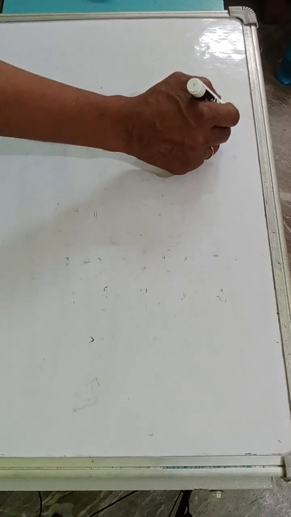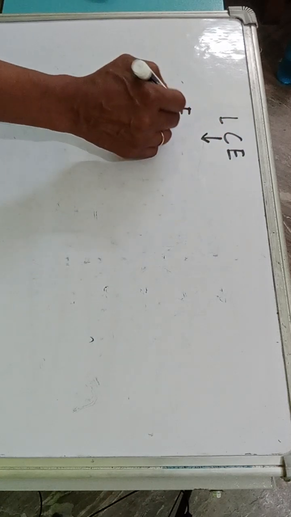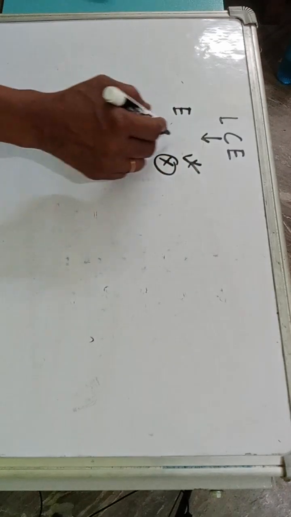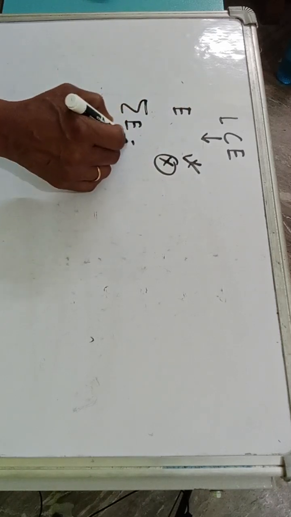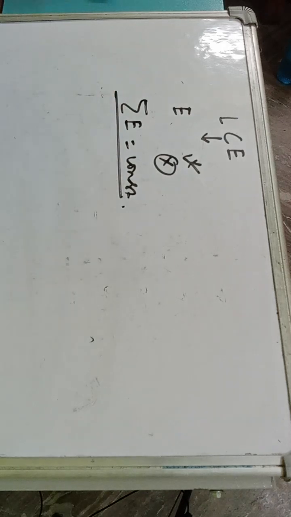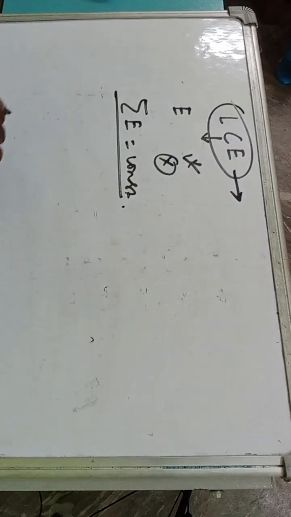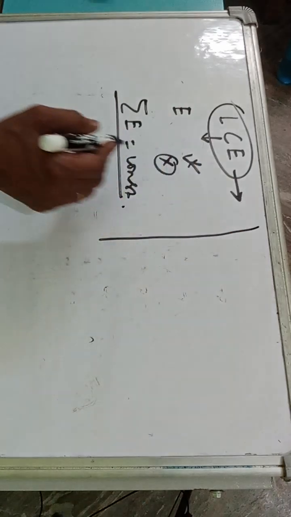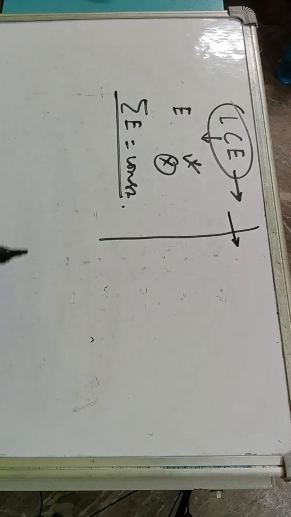Last one is the law of conservation of energy. It says energy cannot be created, cannot be destroyed. The total sum of energy in the universe is constant. Regarding energy, it will be studied in a complete chapter. This is the basic idea we got: what are the categories of physics and which phenomena are included in physics.